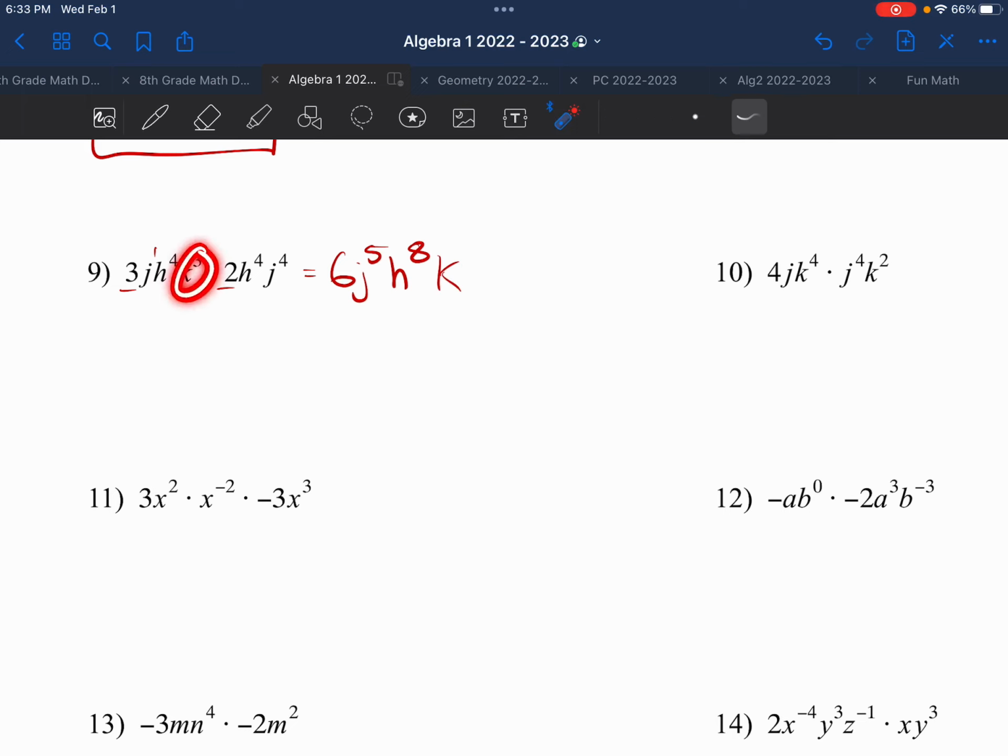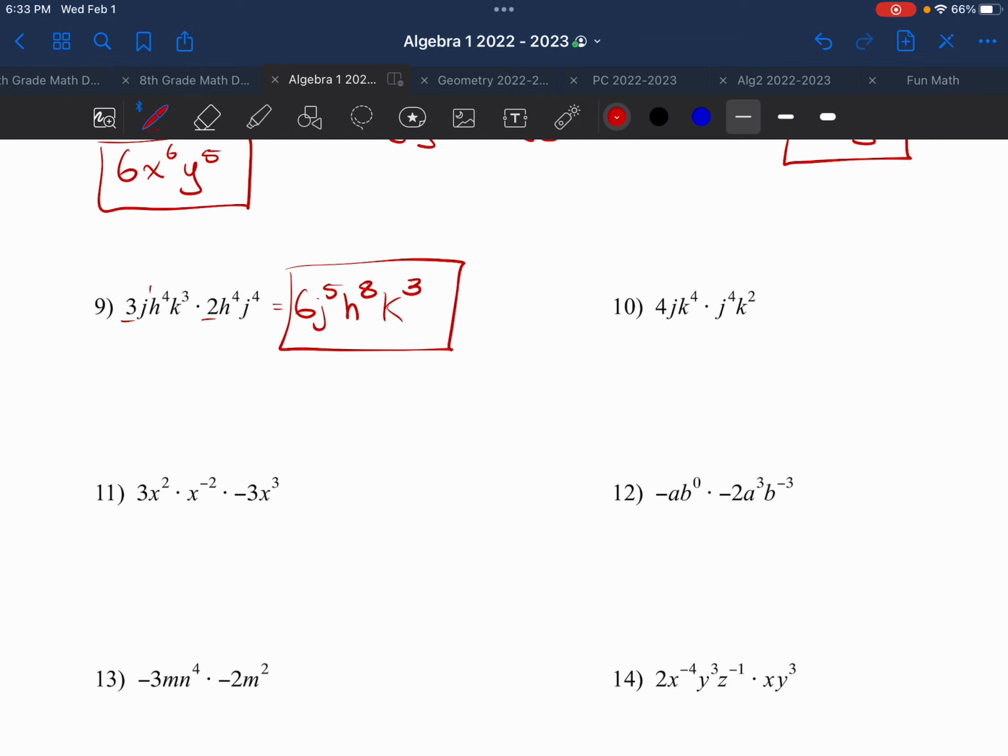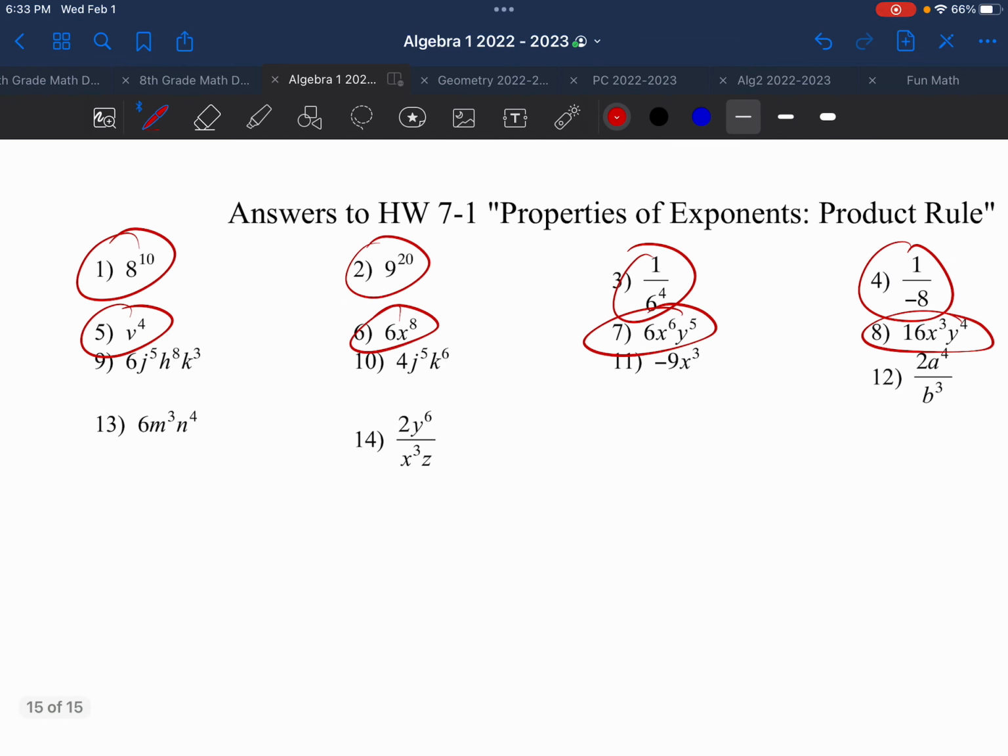Okay, let's add all the k's. There's a k here, and there's no other k. So I'm just going to rewrite k to the power of 3. And that's our answer. So 6j to the power of 5, h to the power of 8, k to the power of 3. Let's check. 6j to the power of 5, h to the power of 8, k to the power of 3.